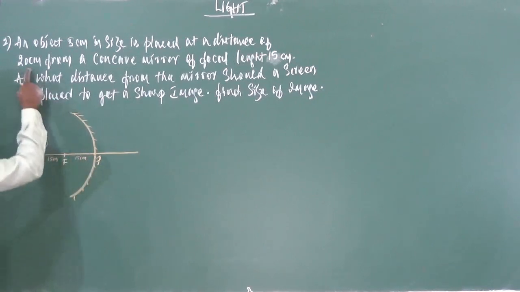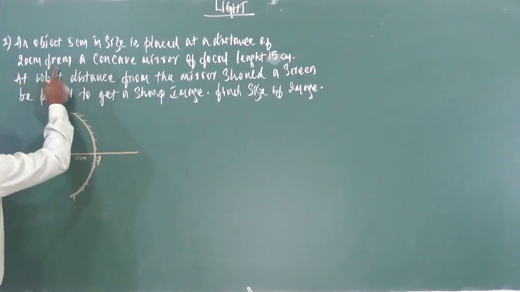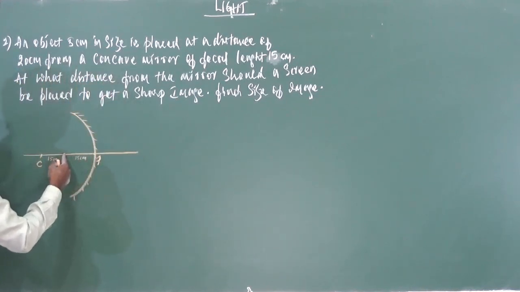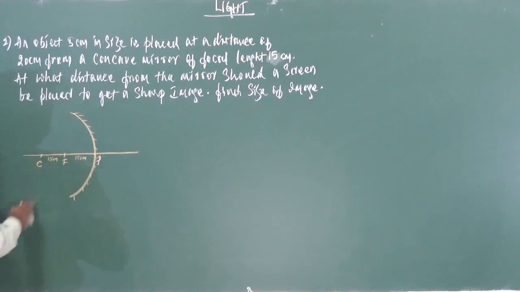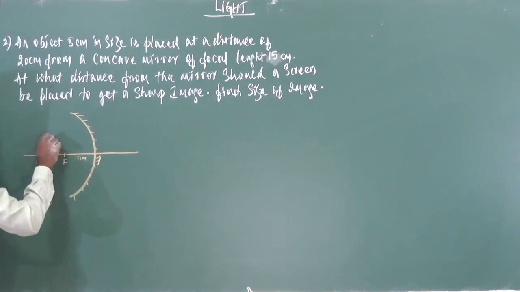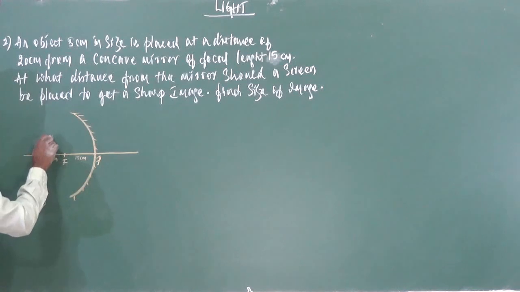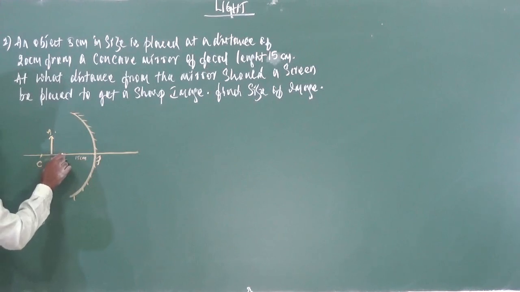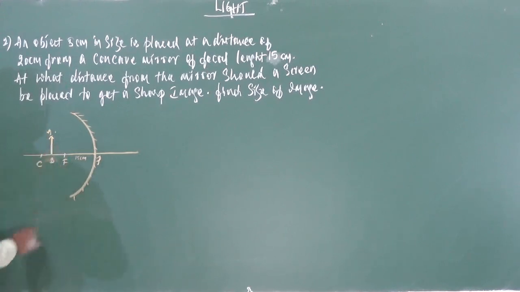But the object is placed at a distance of 20 centimeters from the concave mirror. So the object will be placed beyond F but inside C. So it is in between C and F. The object is placed somewhere here. Right. So this is AB. This is AB. So 20 centimeters in the sense from here to here we have 5 centimeters.